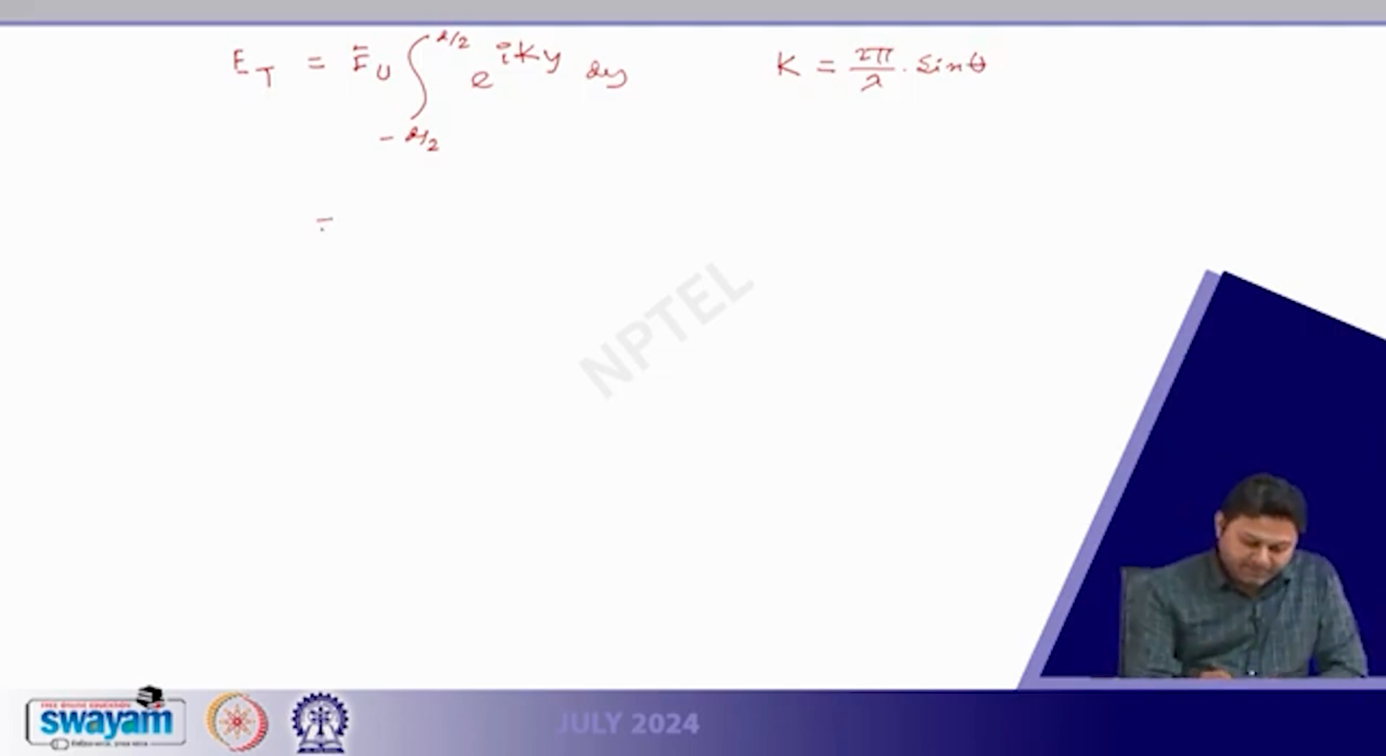This integration is very straightforward. So, we have E naught e to the power of i K y whole divided by i K, and it will be evaluated between d by 2 and minus d by 2.